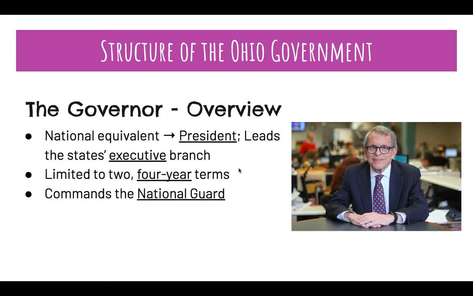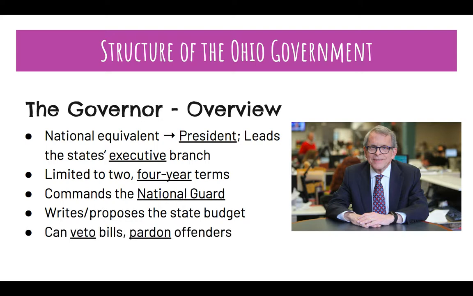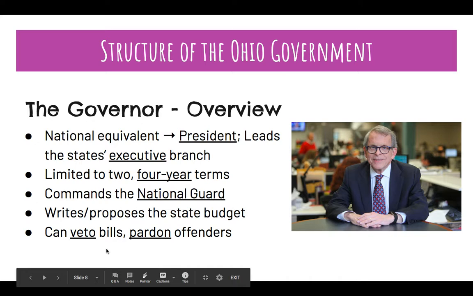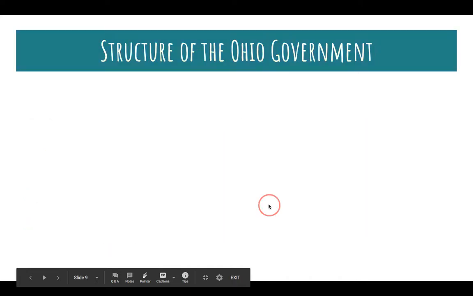So the National Guard is kind of like the state military. So just like the president, again, I told you guys you'd see quite a few parallels. Just like the president is commander in chief of the armed forces, the governor commands the National Guard of the state. The governor is also going to write and propose the state budget. And just like the president of the national government, the governor can veto laws and they can also pardon offenders, just like we see the president able to do.